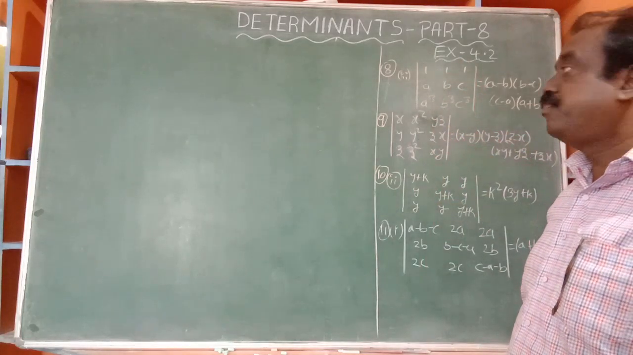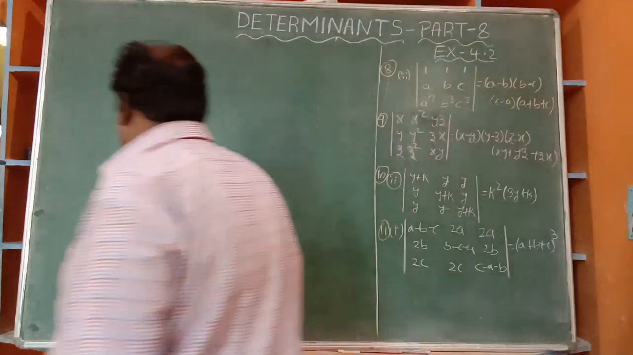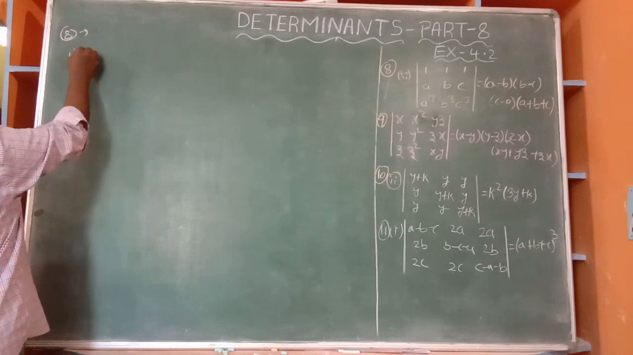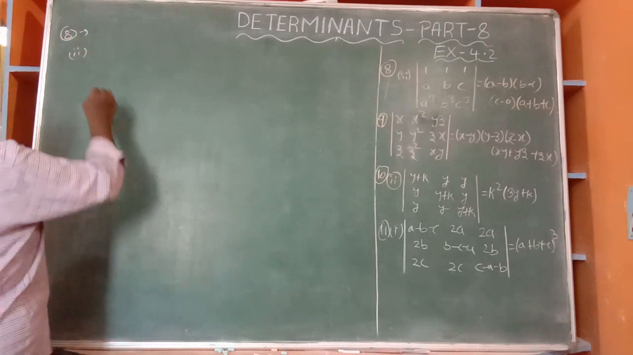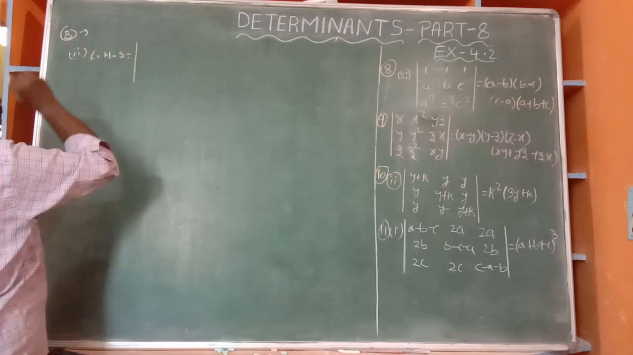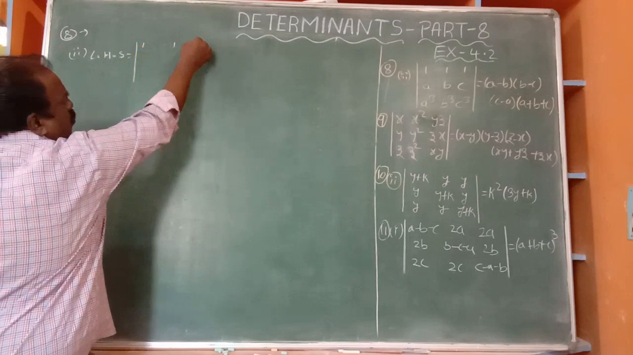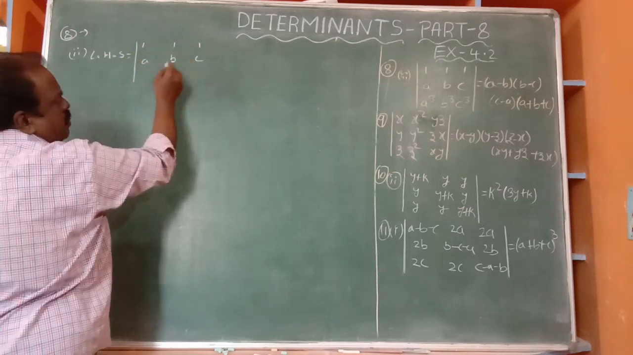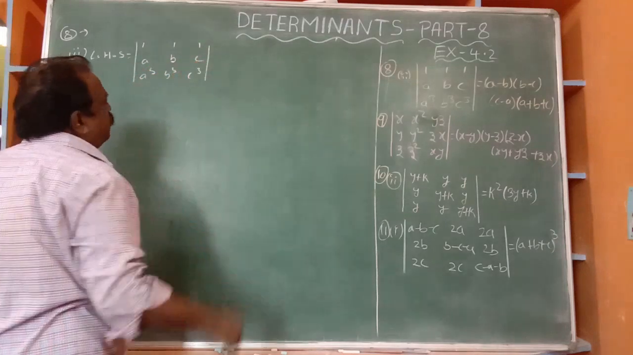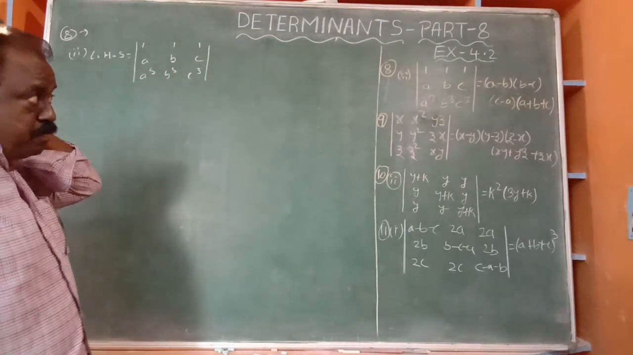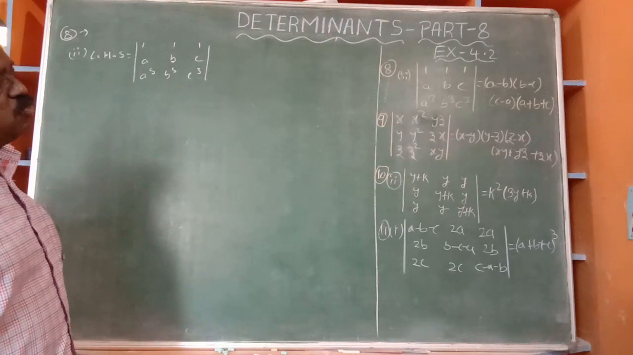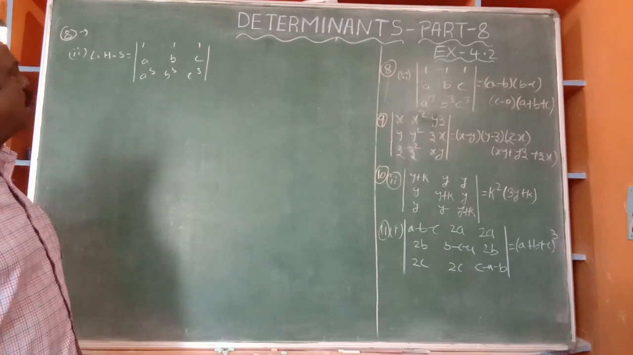It's a simple problem. Now observe it. This is the second one. LHS is a determinant given as 1, 1, 1, A, B, C, and A cube, B cube, and C cube. And we have to prove that the RHS is (A minus B)(B minus C)(C minus A)(A plus B plus C).